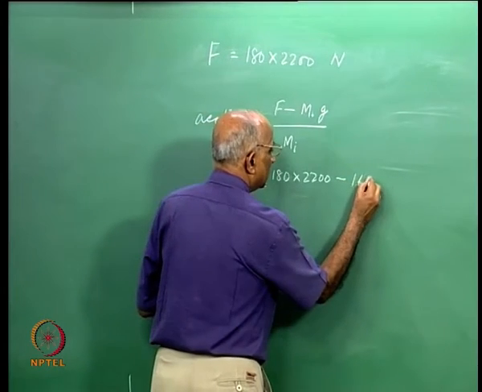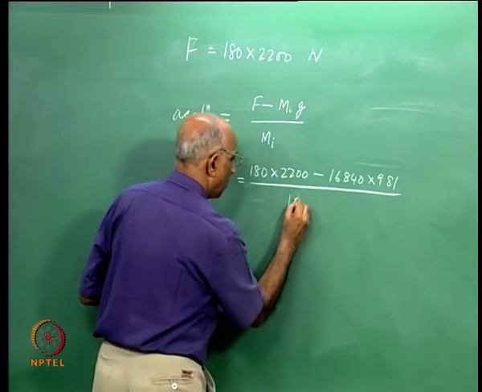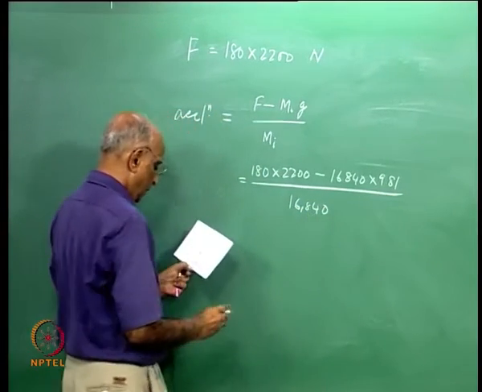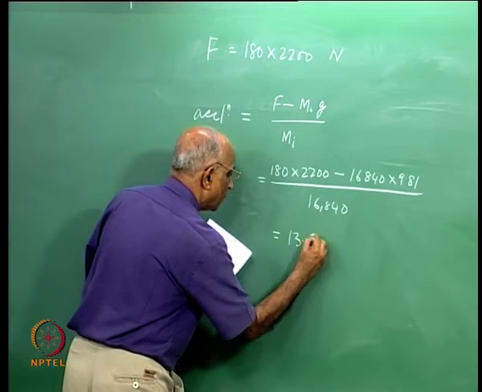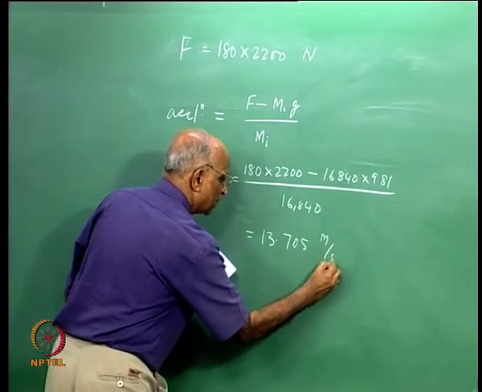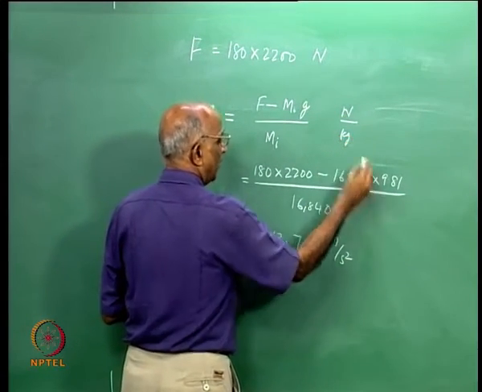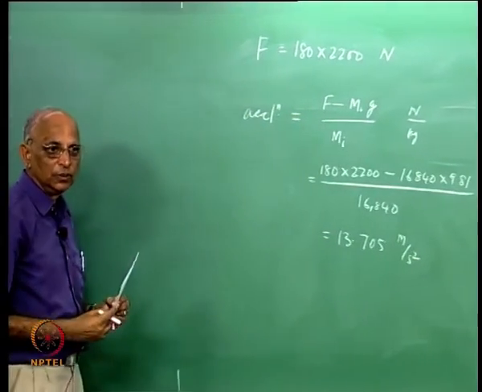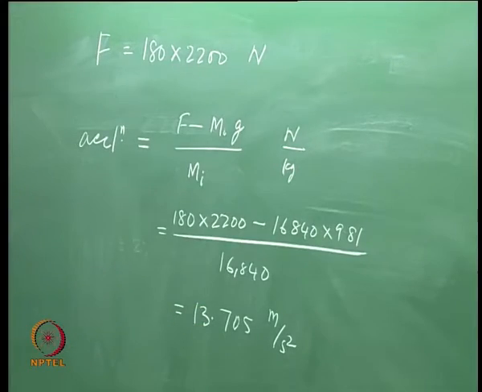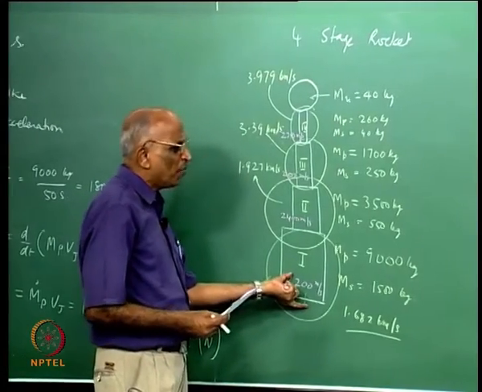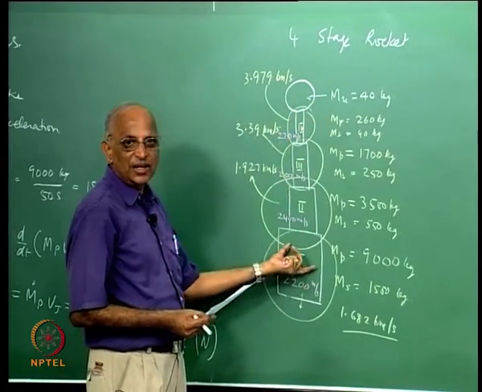16840 into 9.81 divided by 16840, and this gives me the value of acceleration as 13.705 meter per second square. This is Newton divided by kilogram, and the unit is meter per second square. Therefore, you find that it is leaving the ground with an acceleration of maybe 1.4 to 1.5 g, and this is how you calculate the initial acceleration.